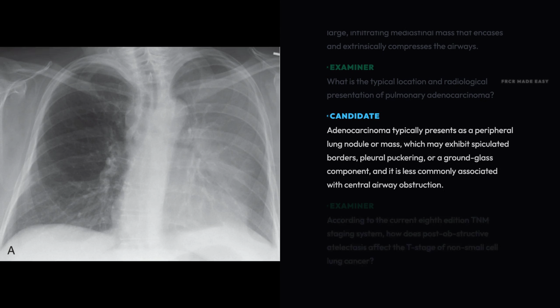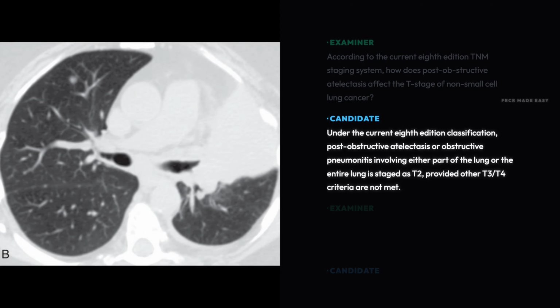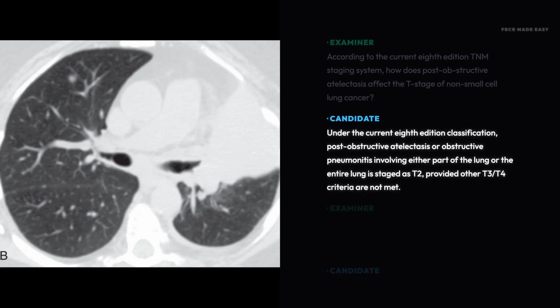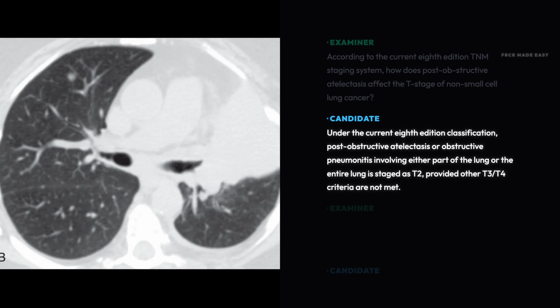According to the current 8th edition tumor node metastases staging system, how does post-obstructive atelectasis affect the T stage of non-small cell lung cancer? Under the current 8th edition classification, post-obstructive atelectasis or obstructive pneumonitis involving either part of the lung or the entire lung is staged as T2, provided other T3, T4 criteria are not met.